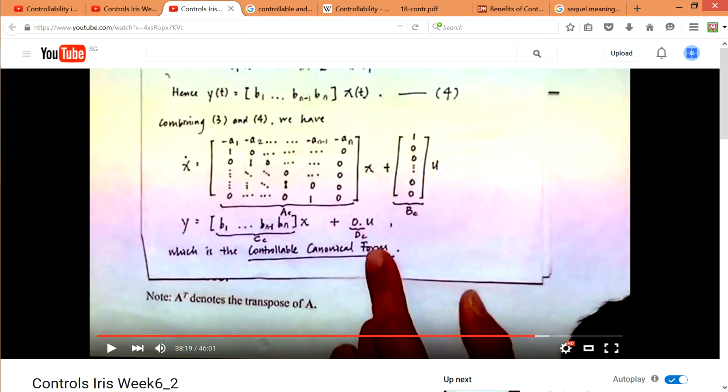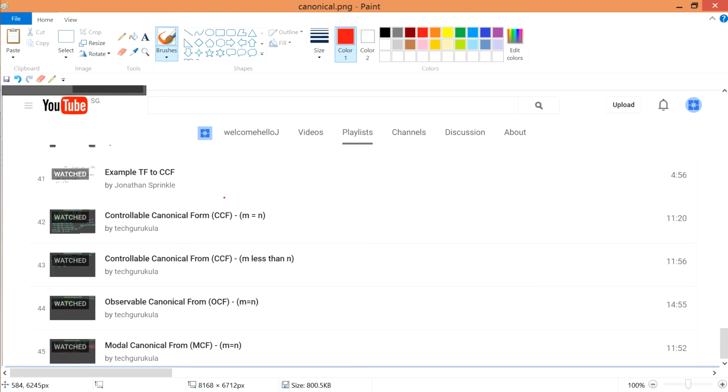And you may wonder what all this canonical form is. I will not go through the canonical form with you, but I would highly suggest that you go to my playlist and watch these things. This is from Tech Guru Kara. I actually sorted out the controllable canonical form. There are some calculations. You can watch at 2x speed, because I believe that you already understand everything.